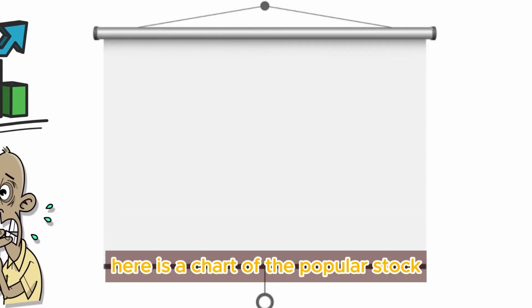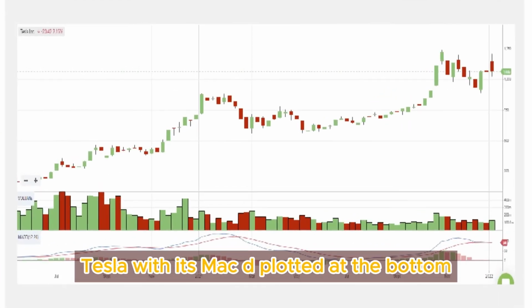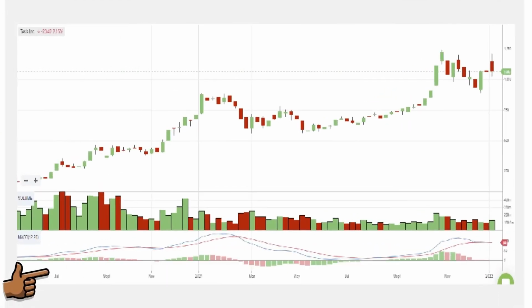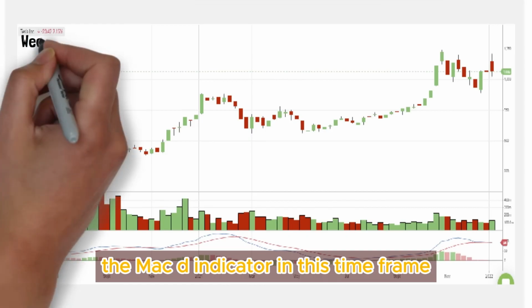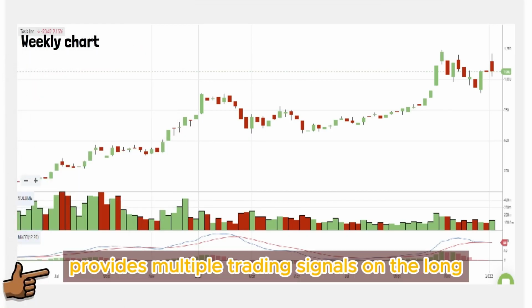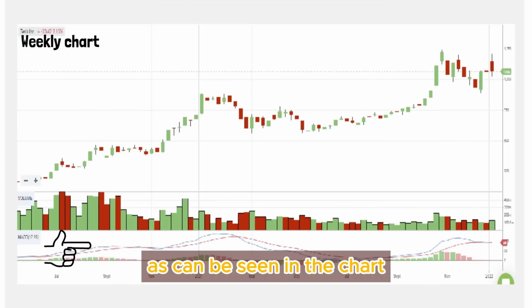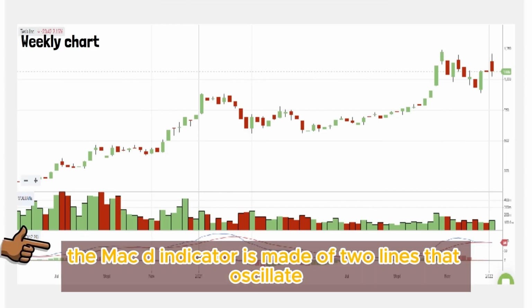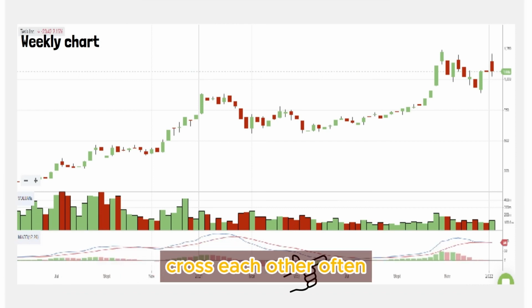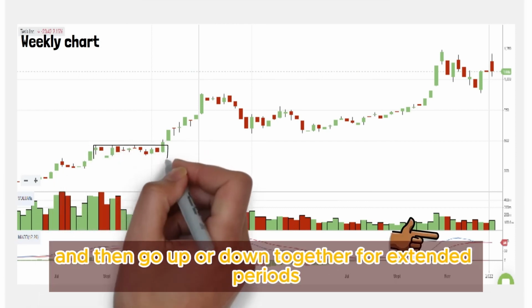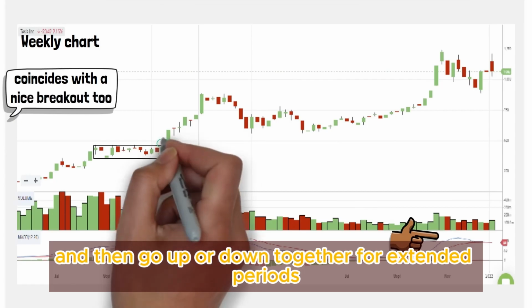Here is a chart of the popular stock Tesla with its MACD plotted at the bottom. The MACD indicator in this time frame provides multiple trading signals on the long as well as the short side. As can be seen in the chart, the MACD indicator is made of two lines that oscillate, cross each other often, and then go up or down together for extended periods.